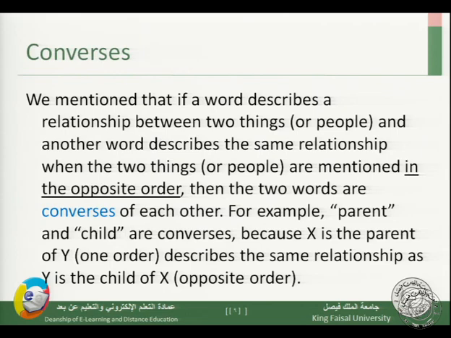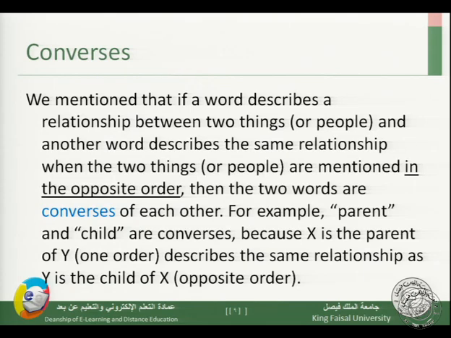Let's move on to another type of antonyms. Converses. This is the second type, and we mentioned that if a word describes a relationship between two things or two people, and then another word describes the same relationship in the opposite direction. So if you move in the opposite direction, the other word describes this relationship just the same. We say these two antonyms are converses. So the direction of the order of these antonyms is important. So for example, parent and child are converses. Why?